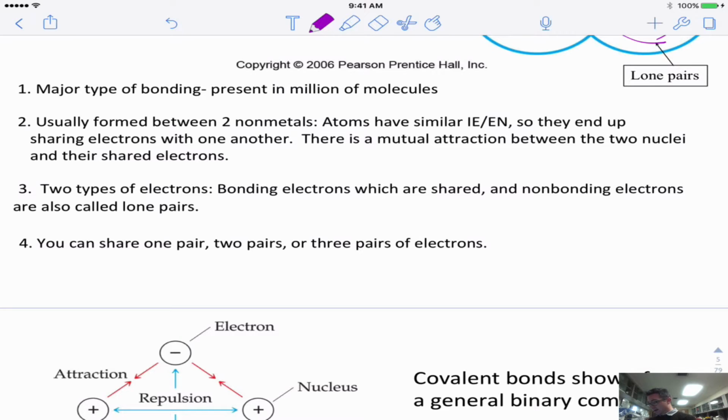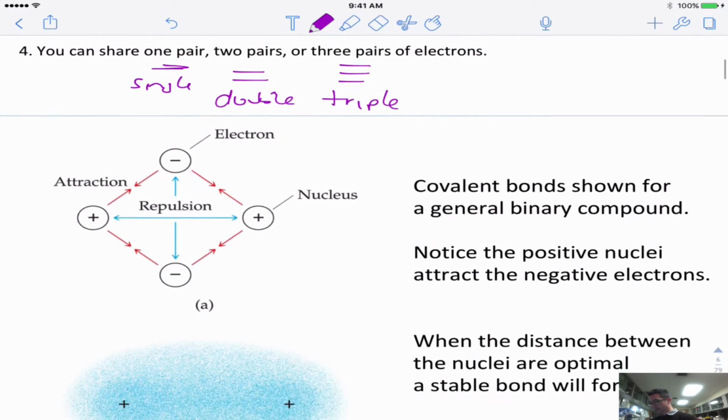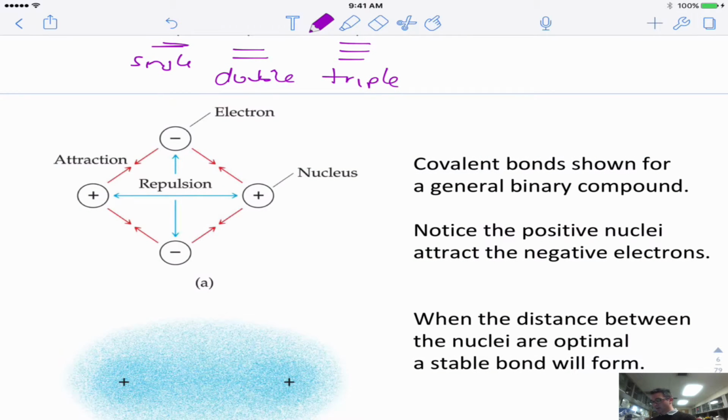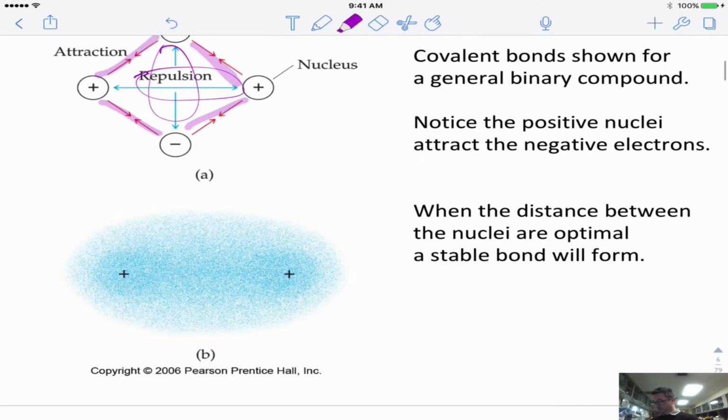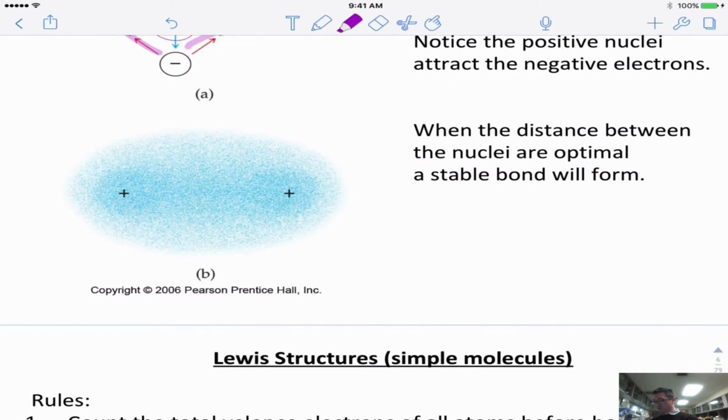Now we could share up to 3 pairs. We have a single bond, we could have a double bond, or we could have a triple bond. This is showing you again an illustration of the repulsion and the attraction. So the nuclei repel each other, the electrons repel each other, but in the end, it's the attraction for the electrons by the nuclei that hold the 2 atoms together. This is showing you a method of looking at it in terms of electron clouds.